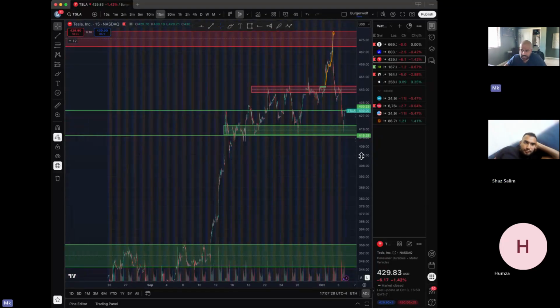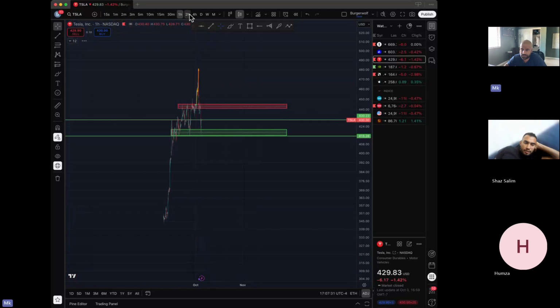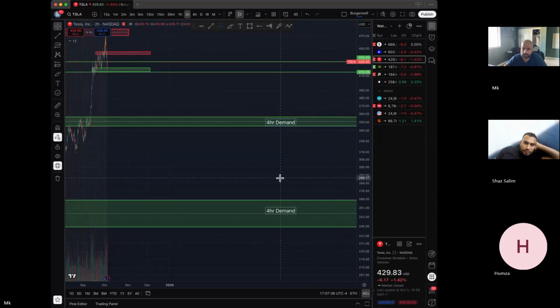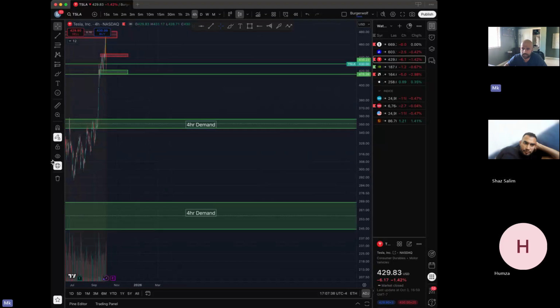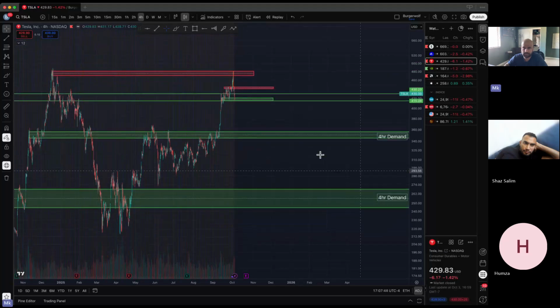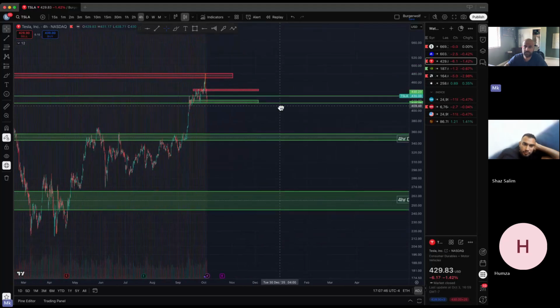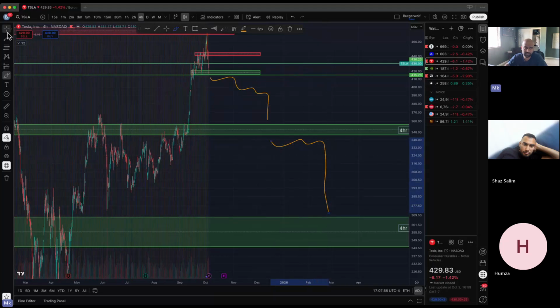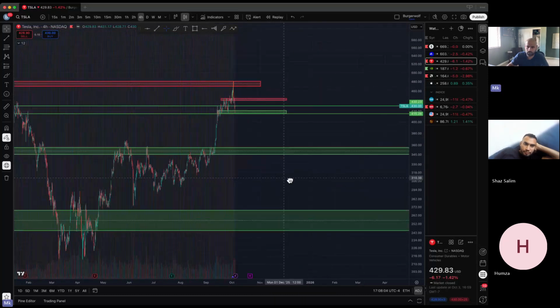So the next area of interest for Tesla. I have demand levels way down here. Does it come down here? Who knows? But these are areas of interest. If Tesla loses 415, then it potentially can come down to here, which is the 350s. And if it loses that, then now we're coming down to the 270s. Probably unlikely, but I like to just have them up so I have an idea of where we're headed.